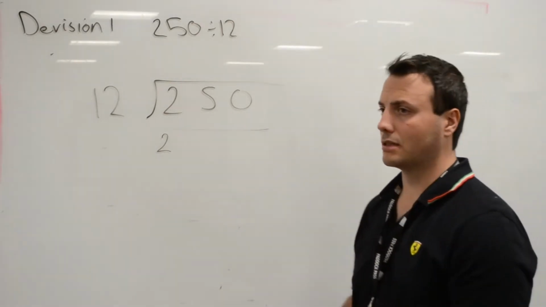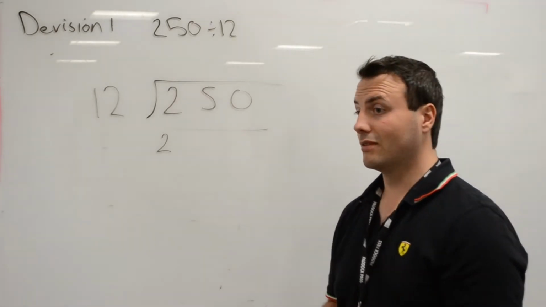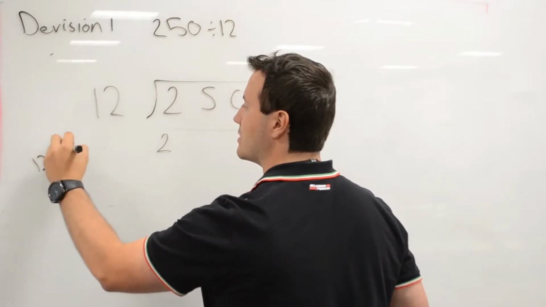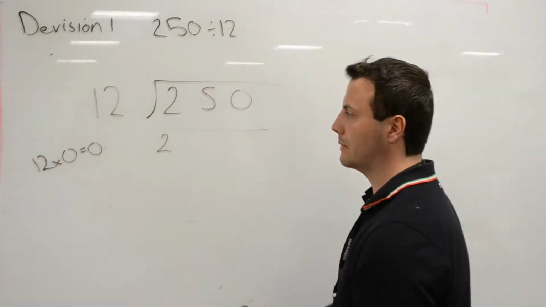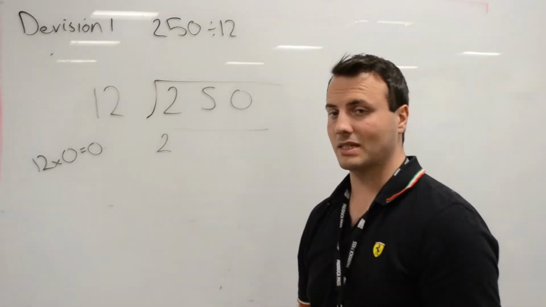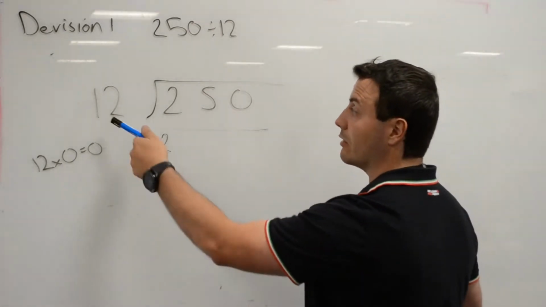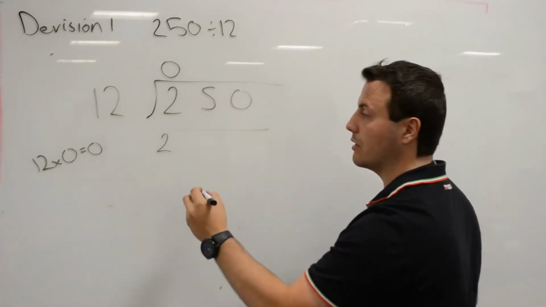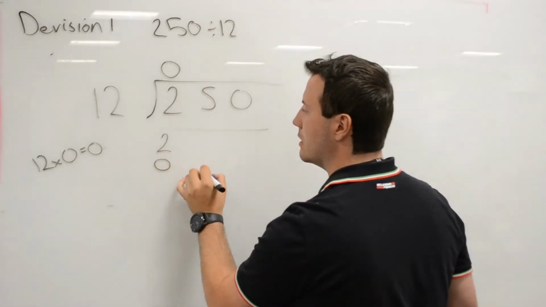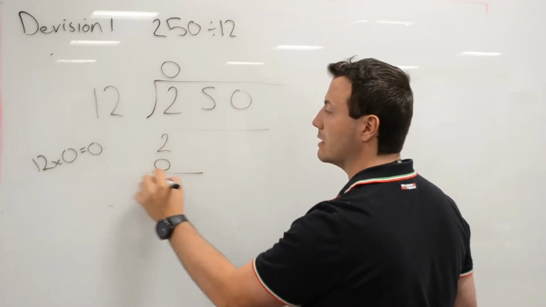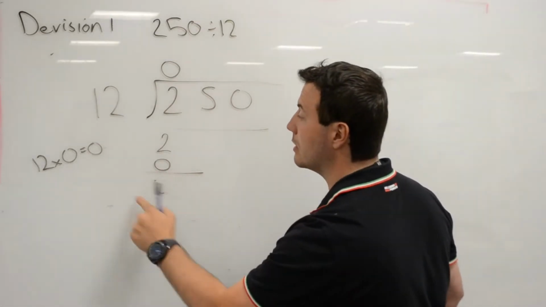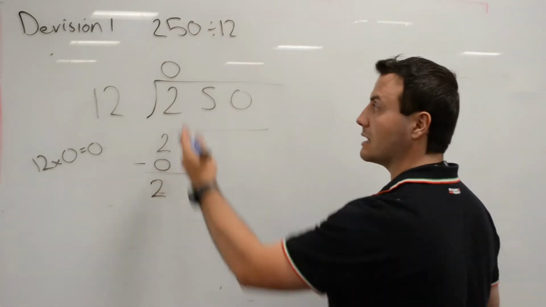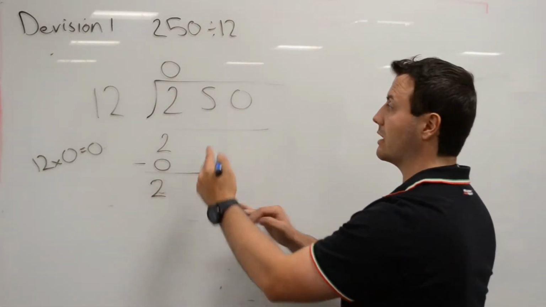But that shouldn't be a problem because 0 multiples of 12 fit in. Think of this as 12 times 0 is 0. That's the first step in your 12 times table. So you can say, well, 0 lots of 12 fits in. So 0 goes up here. 12 times 0 is 0. 2 minus 0 gives us 2, where we started. So that's finished that first column, and now we bring the second column down, bring the 5 down.